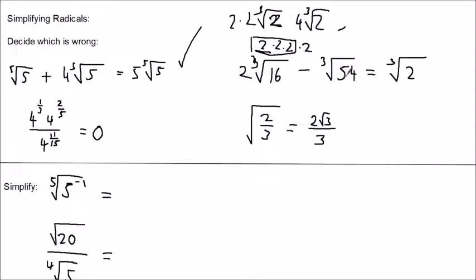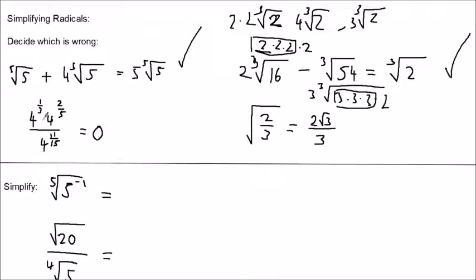54 is 3 times 3 times 3 times 2. Since you got 3 3's, you can take 3 out. Now we have 3, subtract 3 times the third root of 2. 4 times third root of 2 minus 3 times third root of 2 is the third root of 2. That's correct. Next, 4 to the 1/3, 4 to the 2/5, 4 to 11/15 equals 0.